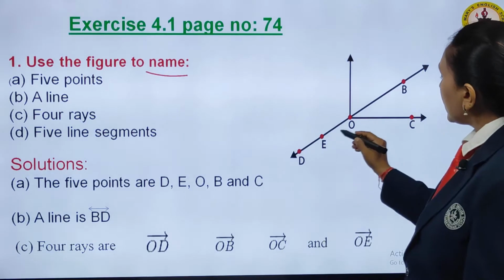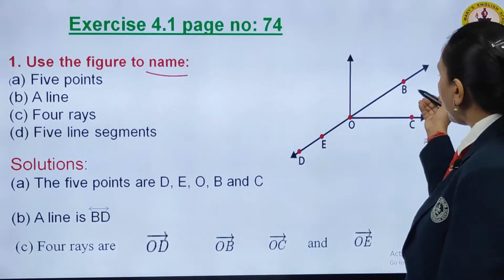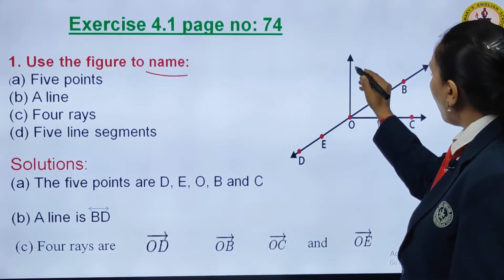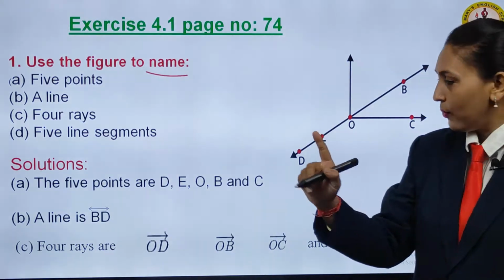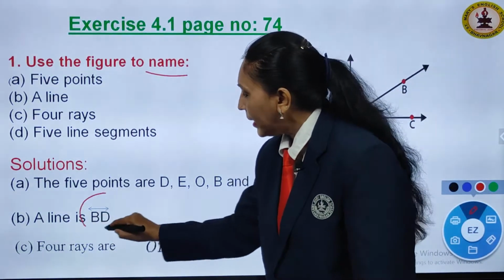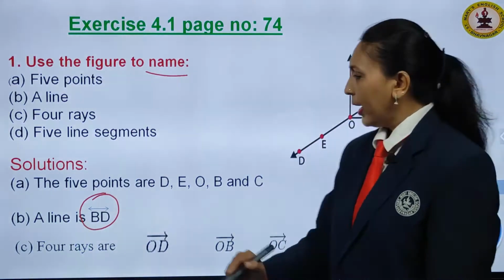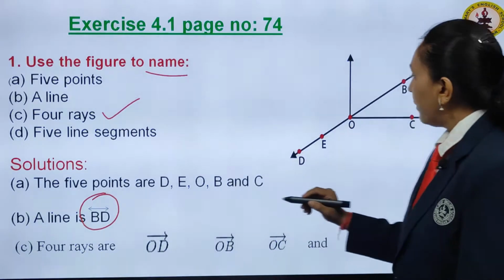Now here you can see only one line, children, that is line BD, or you can write DB both. But you cannot tell O or OC because OC is a ray. So only one line, children, we have, that is line BD or DB. Question number 3. 4 rays we have to name, looking at the figure.